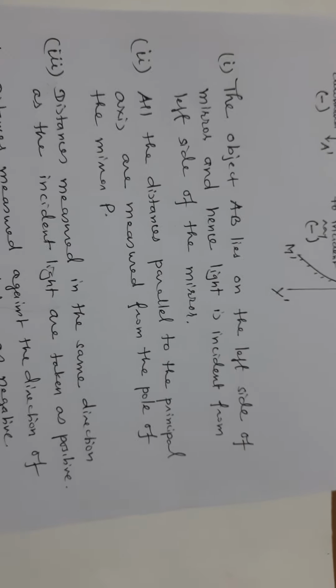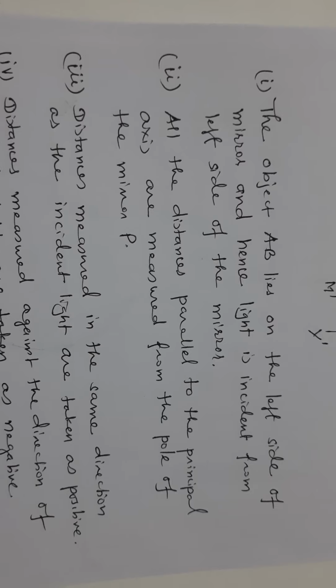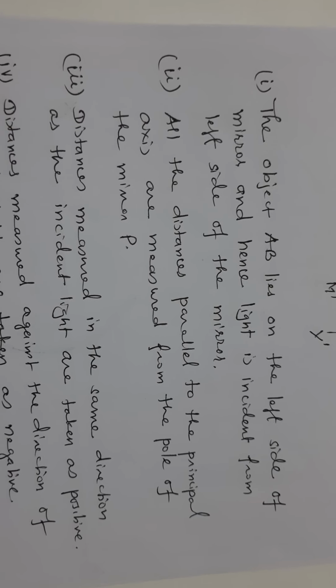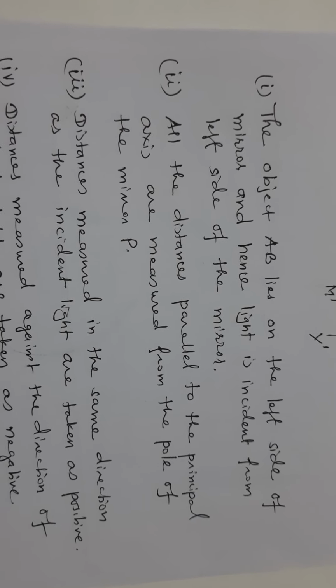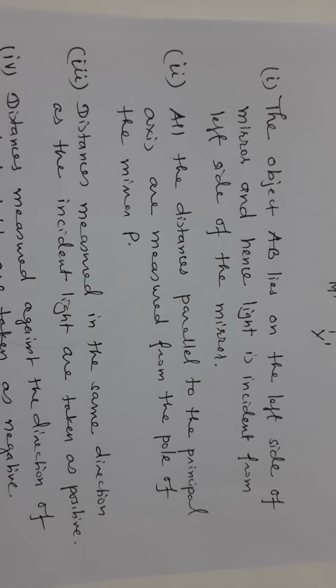Do remember. The object AB lies on the left hand side of the mirror and hence light is incident from the left hand side of the mirror. So the object is always placed on the left hand side, whether it is a mirror or a lens. If you happen to draw any diagram, though the diagram may be correct, if the object is placed on the right hand side, at first glance that diagram will stand wrong. So do take care of that.